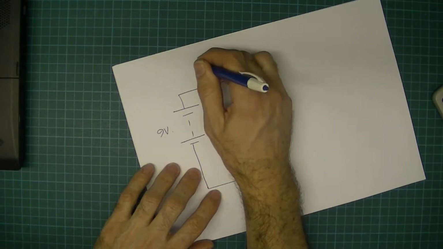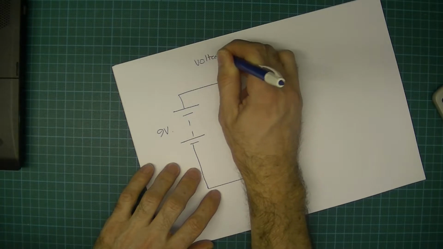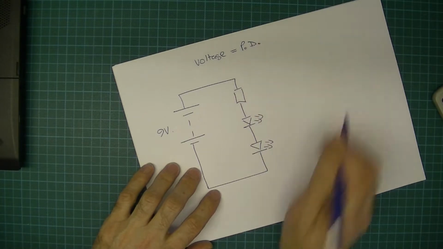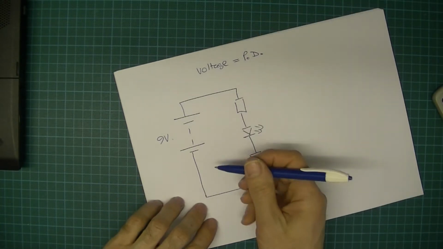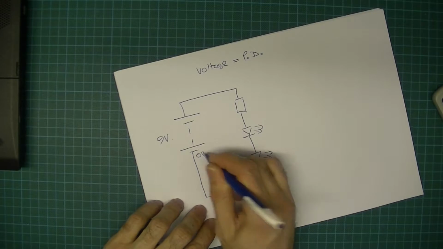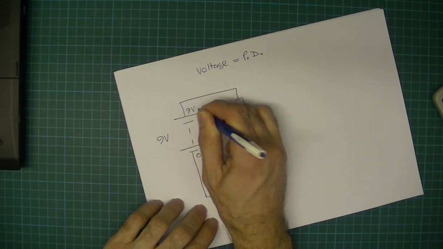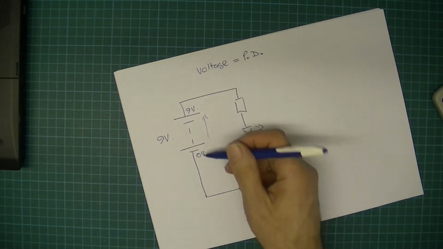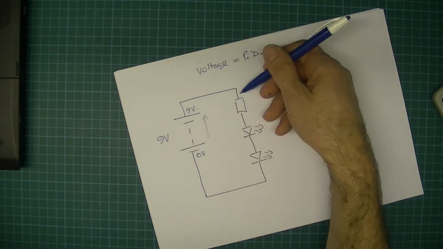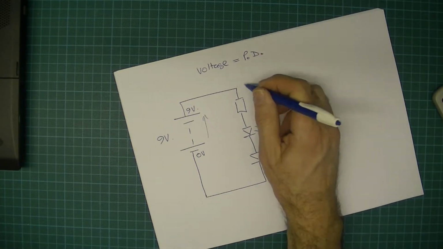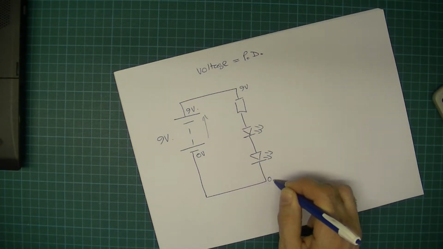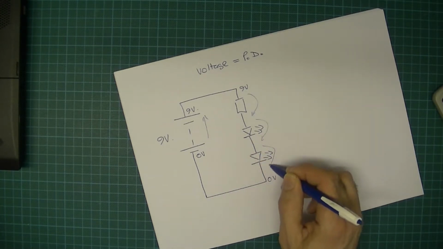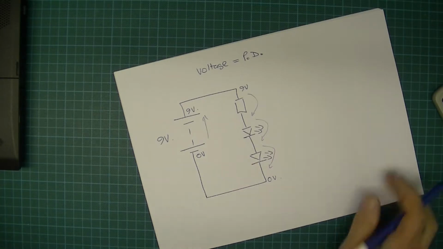Remember, 9 volts, or voltage, is just another term for potential difference, so the difference in value. So if this is 0 volts, this must be 9 volts greater. So that is a difference of 9 volts. Now, as it goes up there, when it comes down here, it's got to go down from 9 volts to 0 volts. So there's going to be a drop, and another drop in voltage each time.